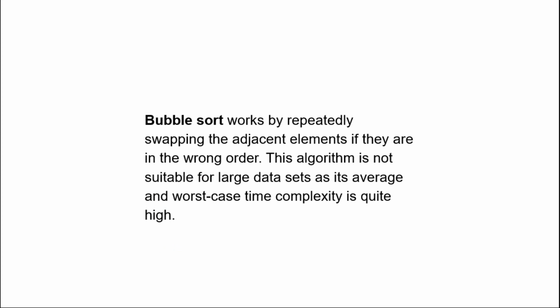Bubble sort basically works by repeatedly swapping the adjacent elements if they are in the wrong order. So wrong order can mean anything. If we want an ascending order, then the wrong order would be a bigger element coming before a smaller element. Now this algorithm is actually not suitable for large data sets as its average and worst time complexity is pretty high. So we need to choose it properly.